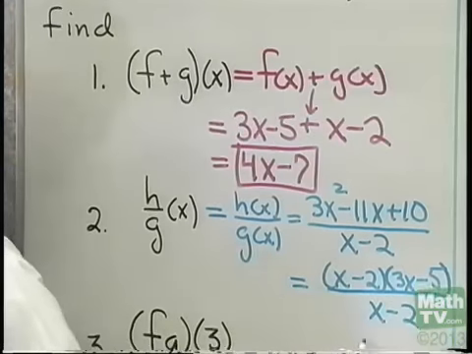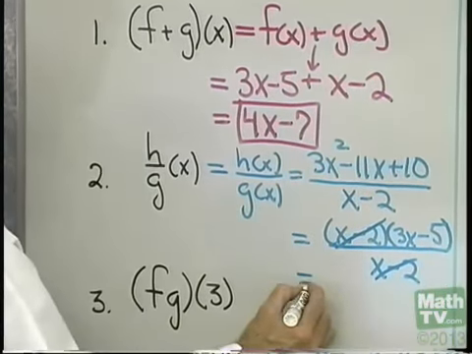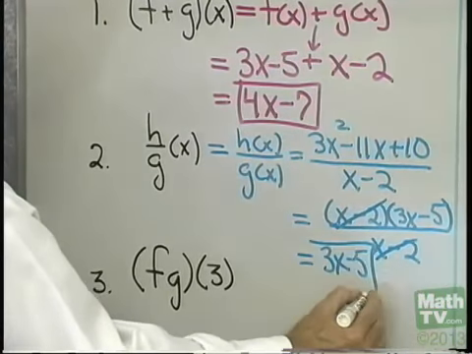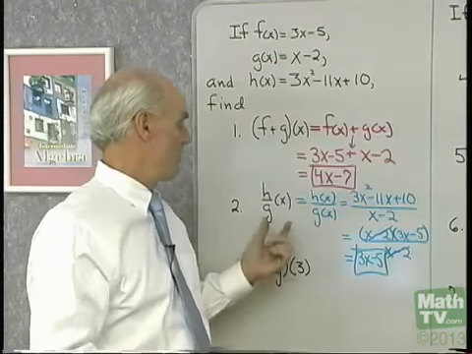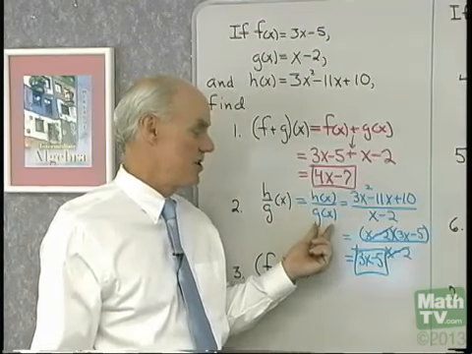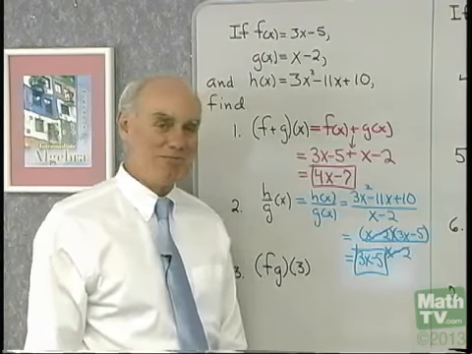Here's my denominator. I have a rational expression here which I can reduce to lowest terms, and I end up with just 3x minus 5. So 3x minus 5 is the quotient of the two functions h and g. So h of x over g of x comes out to be 3x minus 5. Let's look at another problem.